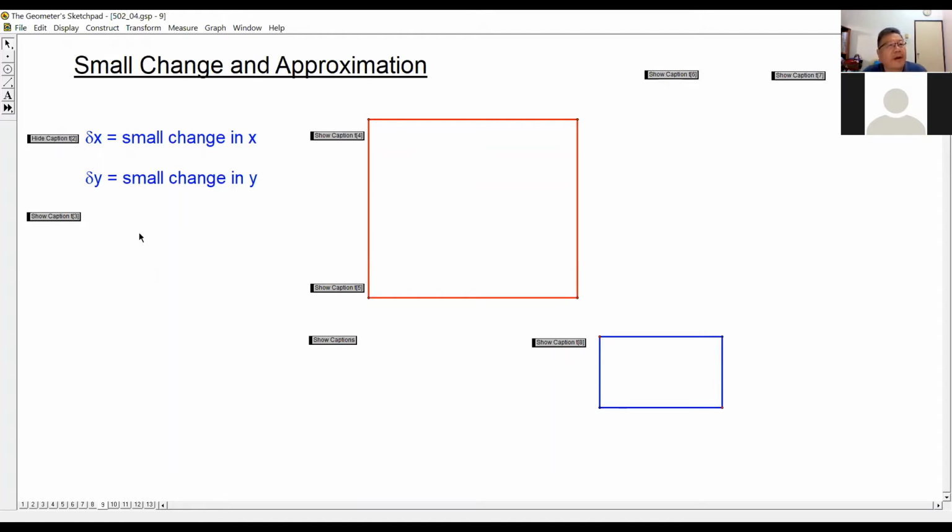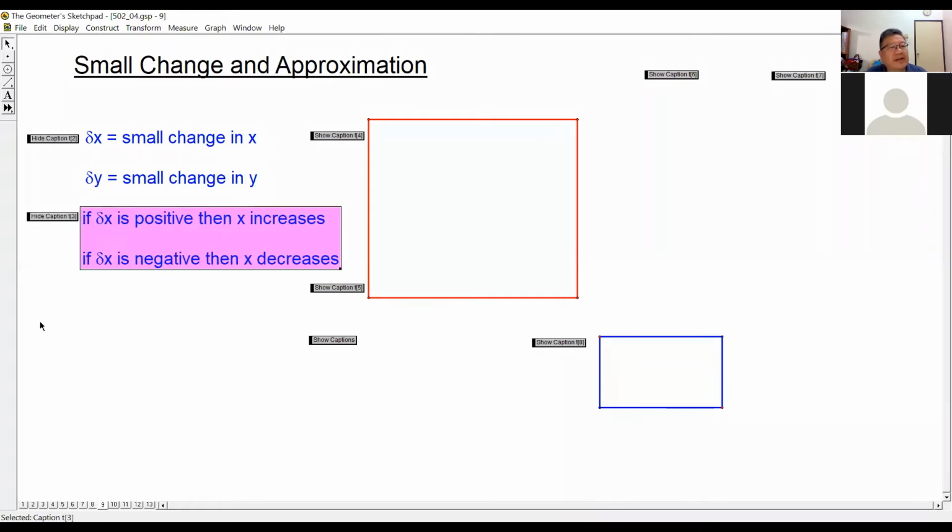Yes. Okay. Right. The first thing you need to know is the symbol delta x. Delta x represents a small change in x, and delta y represents a small change in y. Of course, this is for x and y. You can have delta V, delta R, delta A to represent a small change in volume, a small change in radius, or a small change in area. So you know how to use this symbol delta, right? Delta, delta y, delta x.